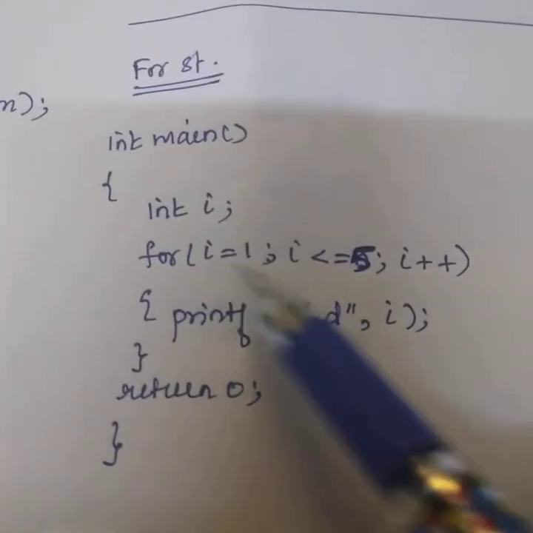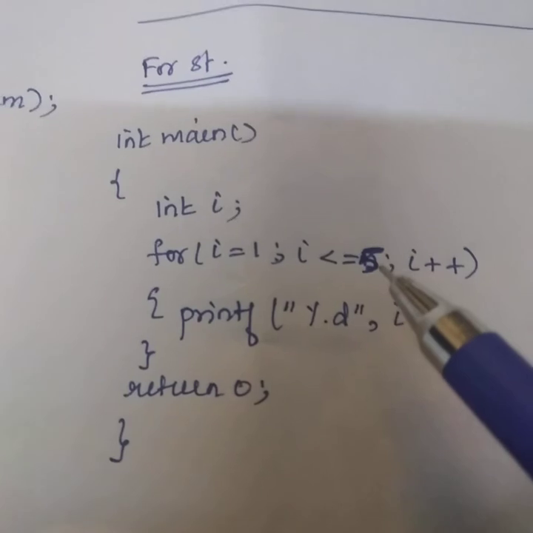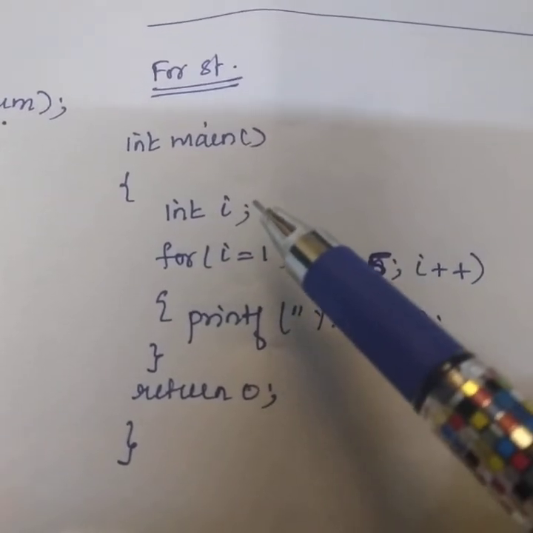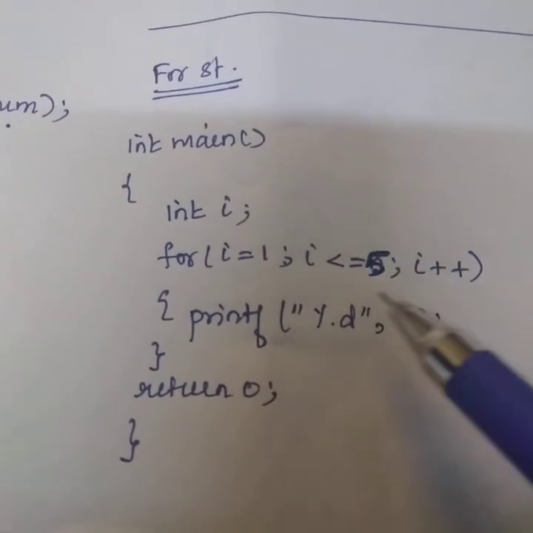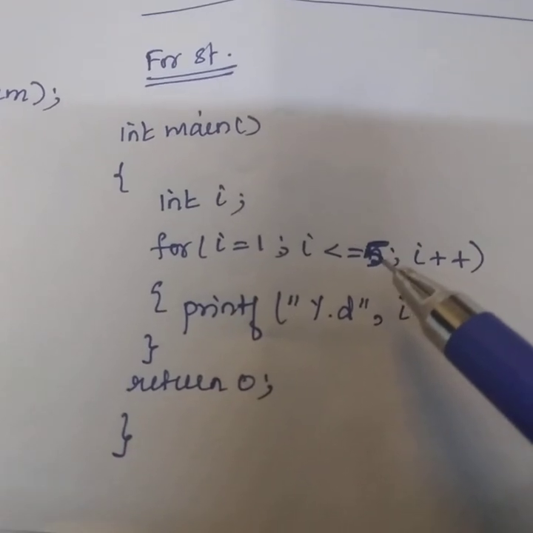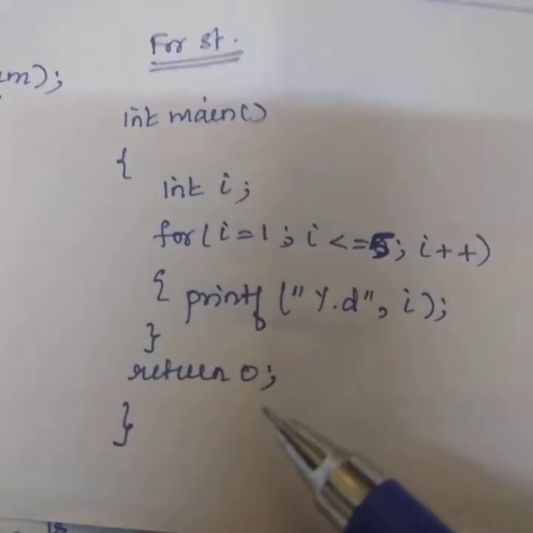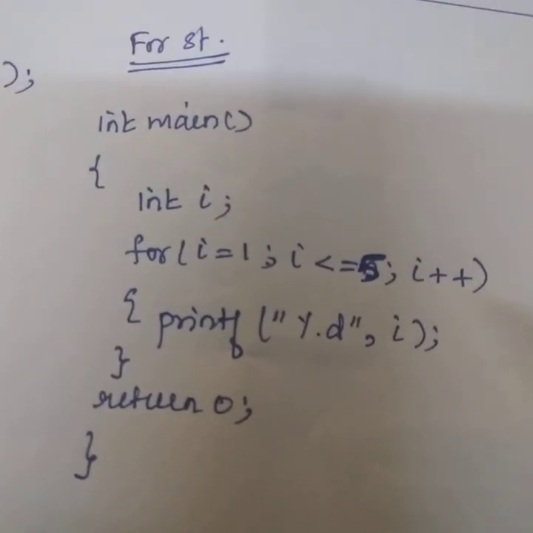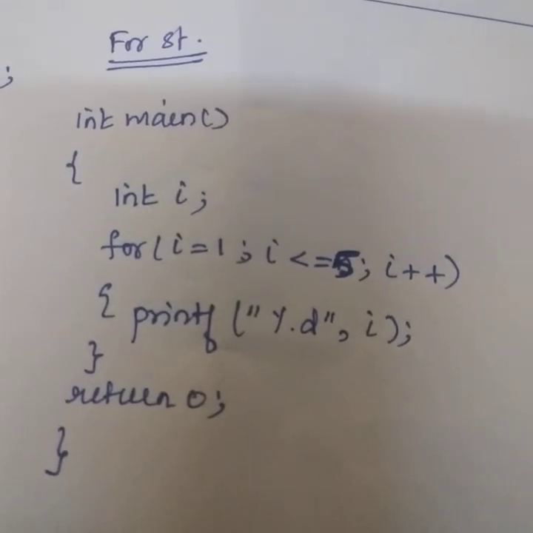So, this loop will be executed until i becomes 5. Okay, so i is initialized to 1. The test condition is i less than or equal to 5. When i becomes 5, the loop terminates. Okay, this is the program, and I hope you have understood all the examples of control statements in C.